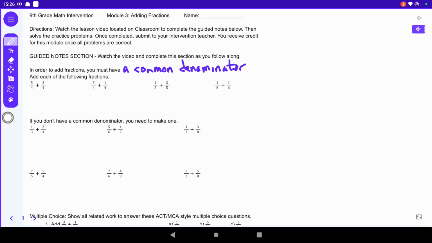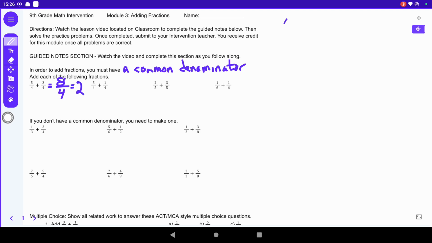Okay. And so when we do, like here, the first set of problems, we have a common denominator, like 5 over 4 plus 3 over 4. When the denominator is the same, it's just going to stay the same. So in this case, they're both over 4, so our denominator is 4. And we're going to add the top. 5 plus 3 is 8. Just like we talked about in Module 1, with multiplying and dividing, you always have to reduce fractions. So 8 over 4 is 2.